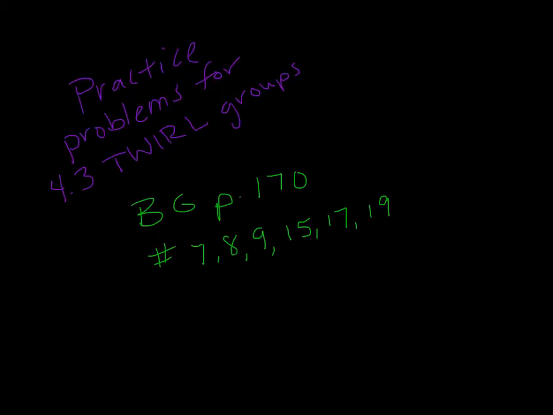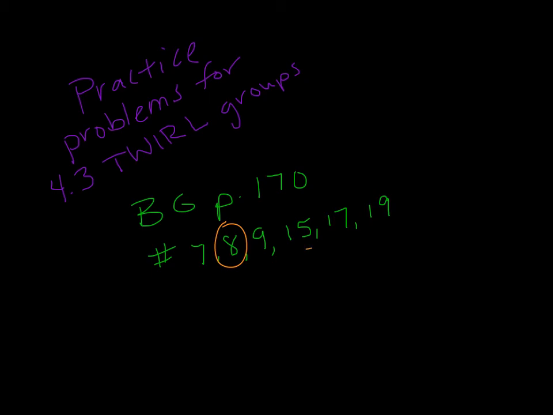Alright, well that's 4.3. It's pretty simple. Areas of trapezoids. Your practice problems for your 4.3 twirl groups are big green, page 170. You have to do numbers 7, 8, 9, 15, 17, and 19. And out of all of those, the only one is number 8, where you cannot check your work in the back of the book. Should be pretty simple.